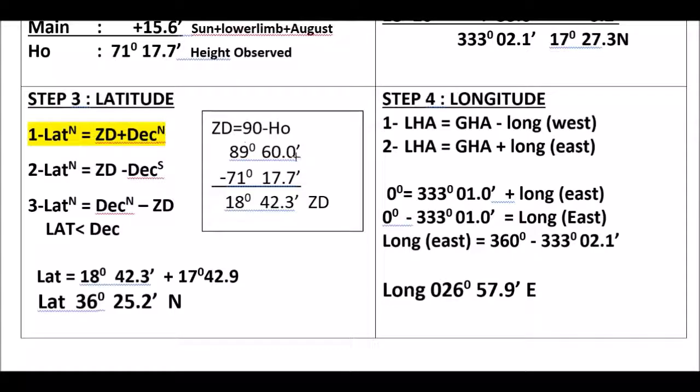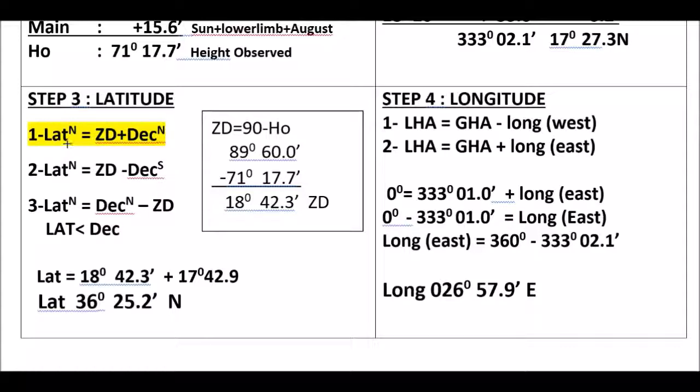Making these calculations like this, I am taking 1 degree as 60 minutes here, in order to not confuse. So I am making solutions like this. If you prefer, you can use it. We can obtain 18 degrees 42.3 minutes zenith distance. Let's check the other three formulas.